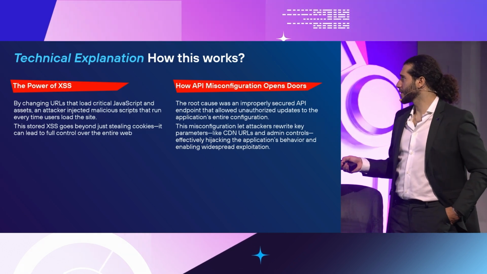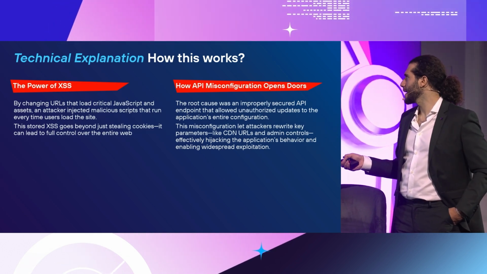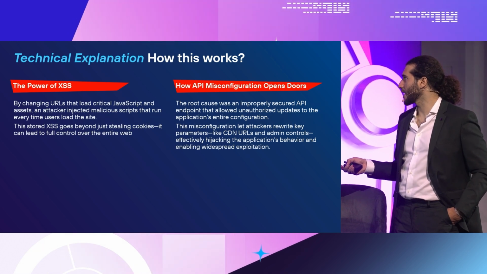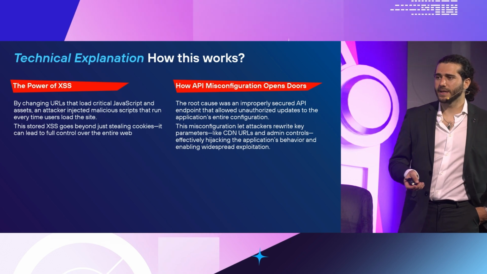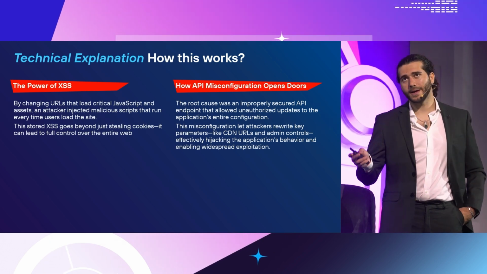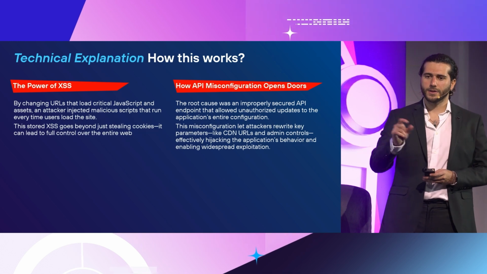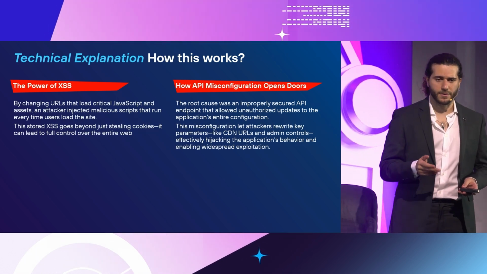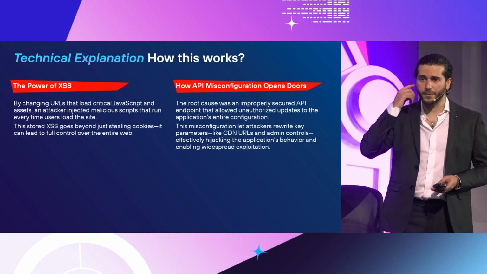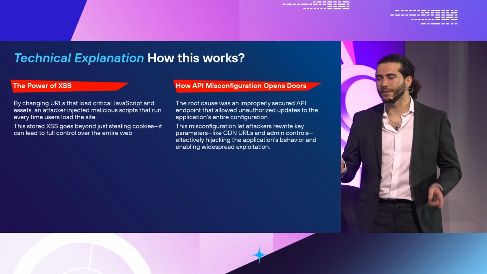And this misconfiguration let attackers rewrite key parameters like CDN links and admin controls, effectively hijacking the application behavior and enabling widespread exploitation. So basically it's like you own the domain, but you lose control of the domain because someone could modify some configuration on your domain, and then what you want to serve as content is not what you are serving anymore, because someone is controlling what is happening in the middle.